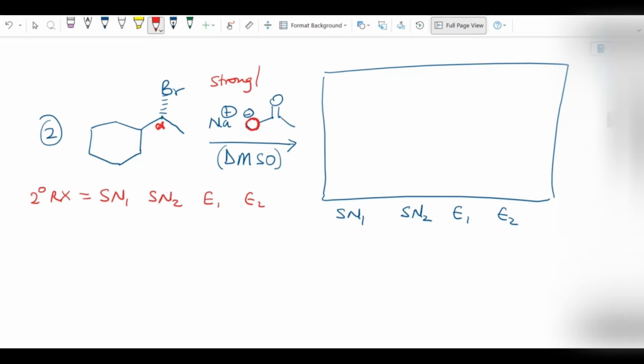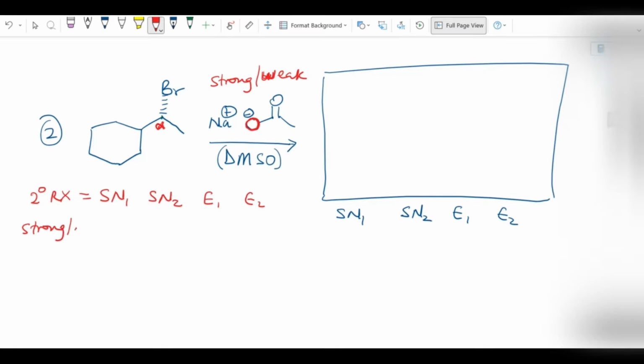As a base, it is strong if it is unstable, and a base is weak if it's stable. Although this acetate anion has a negative charge on the oxygen, that negative charge can be stabilized by resonance. So when a base can be stabilized by resonance or by size, it's considered a weak base. So that means this is a weak base. So we have a strong nucleophile, but a weak base.